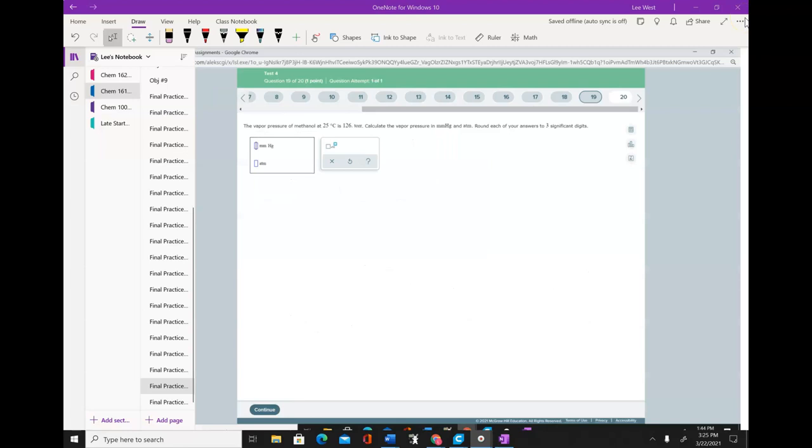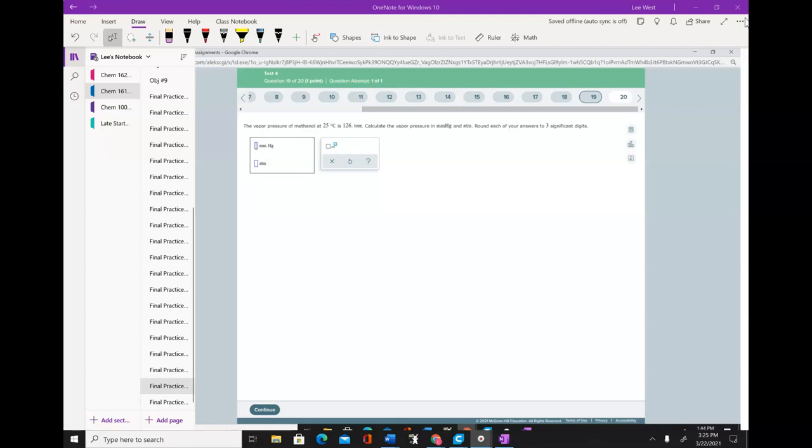Okay, so we're up to question 19 of this set of practice problems. It says the vapor pressure of methanol at 25 degrees Celsius is 126 torr. Calculate the vapor pressure in millimeters of mercury and atm. Round each of your answers to 3 significant figures.